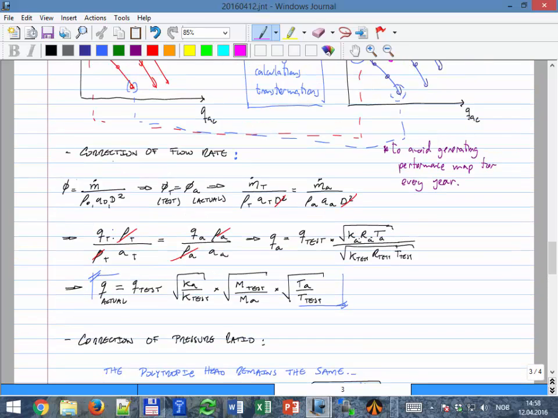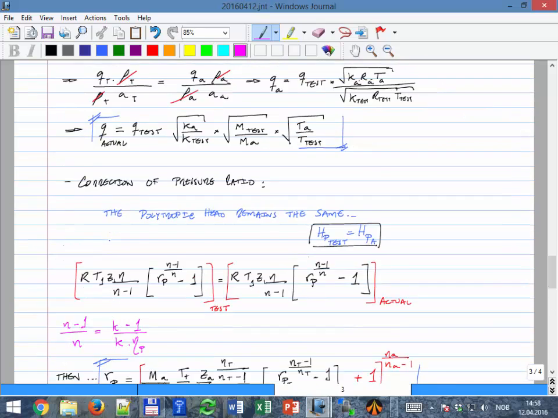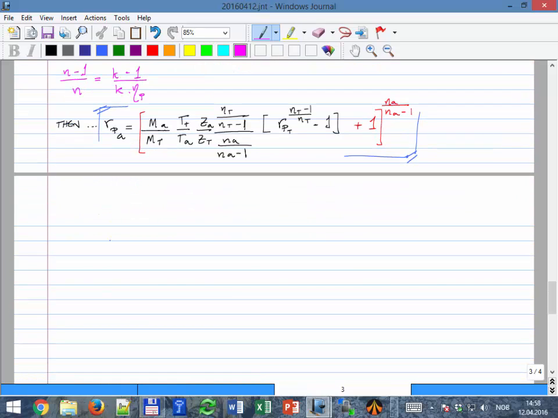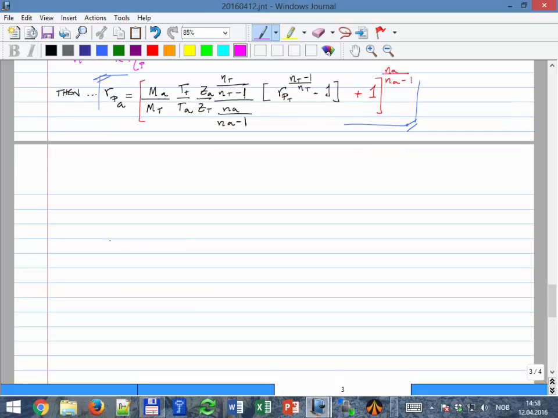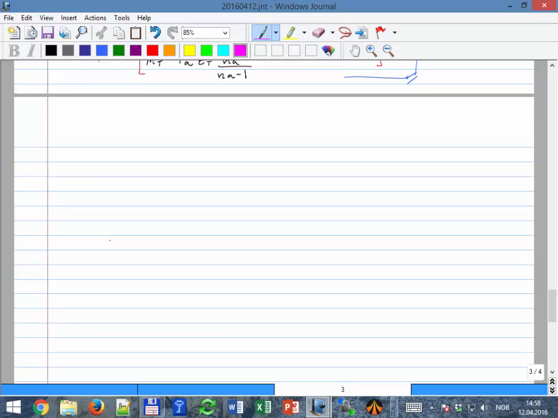So let's say, did I put that already? To avoid generating performance map for every year. Okay. And I think then we are good to go to the exercise.